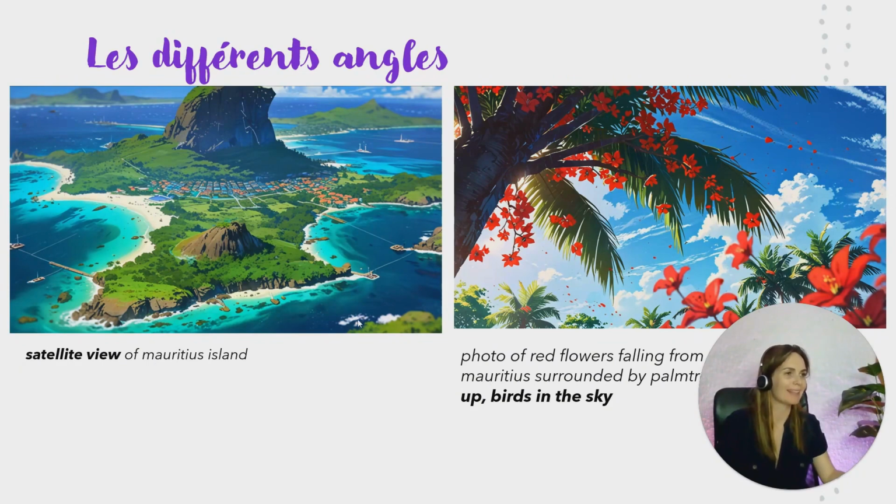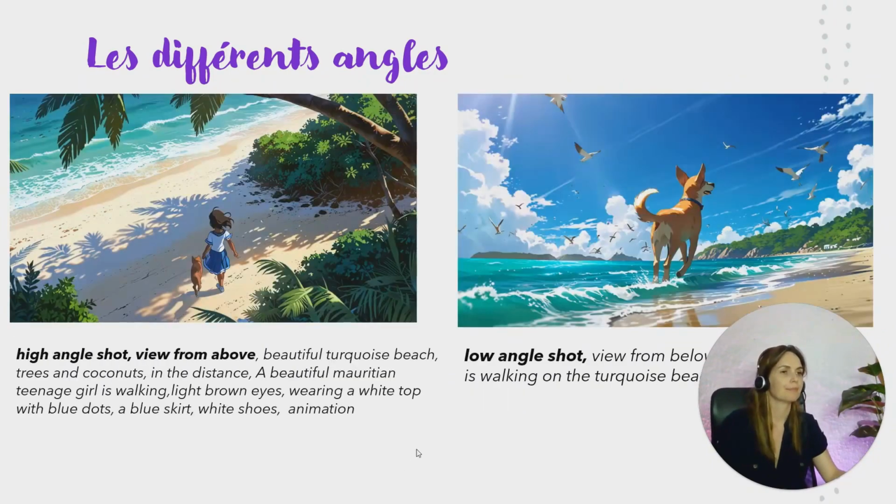Conversely, you can see that in the image on the right, we have a view from below. So, to force the camera to move upwards, you can describe what you see. So you'll say, I see a photo from underneath the palm tree. I see red flowers, I see clouds and birds in the sky. And that will really force it to look upwards.